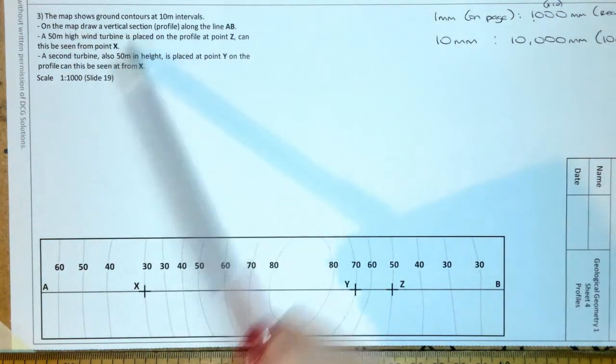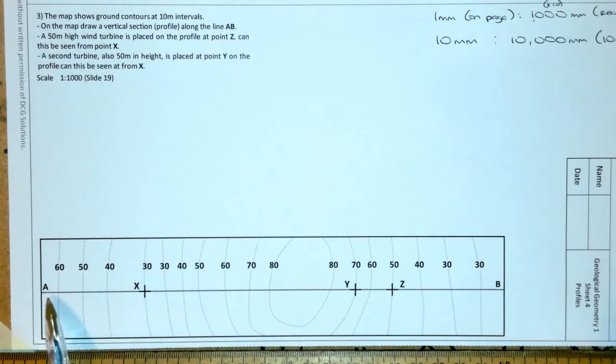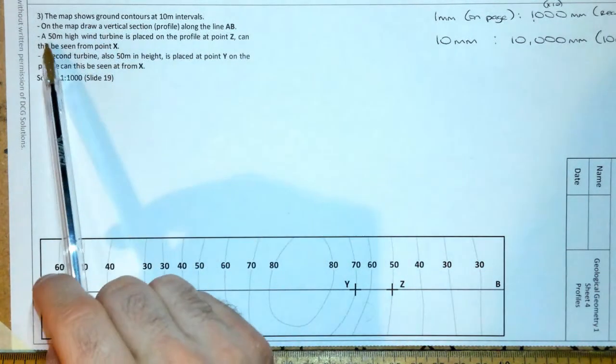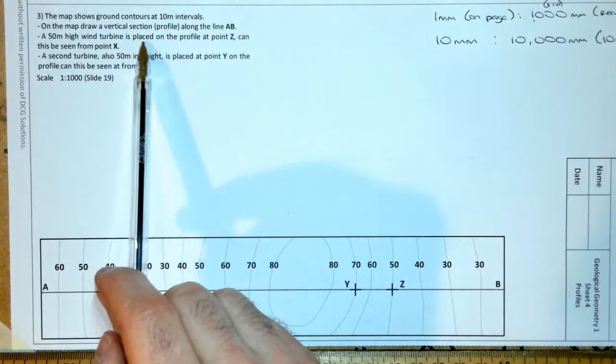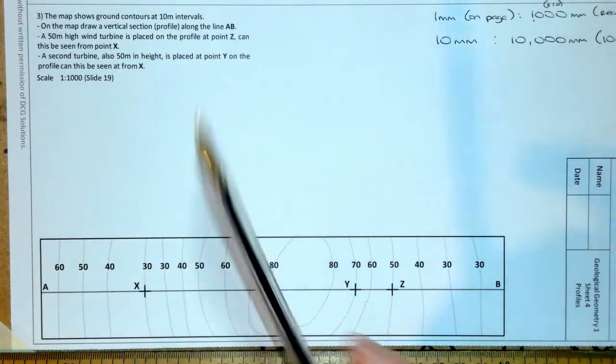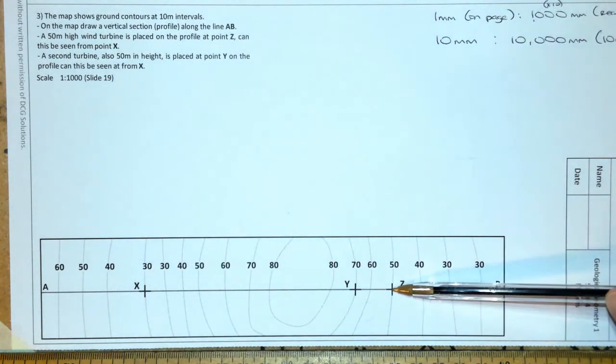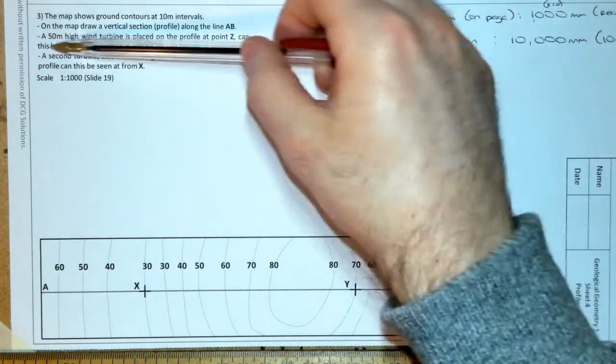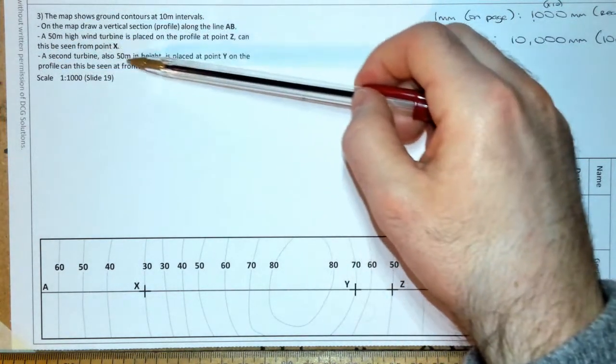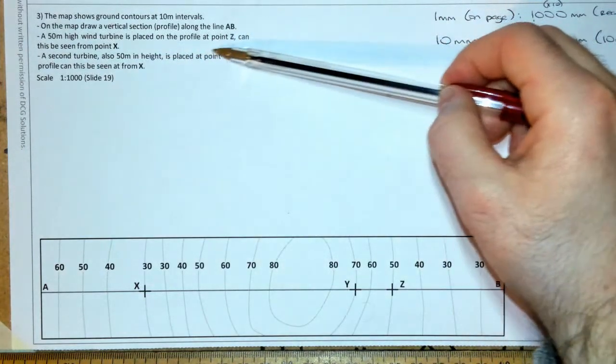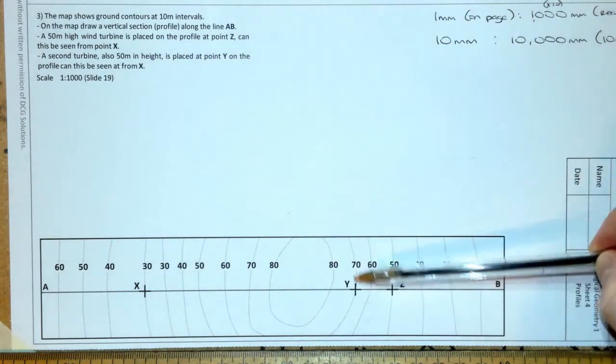On the map, draw a vertical section profile along the line AB, so we know how to do that. And then it says a 50 meter high wind turbine is placed on the profile at point Z. Can this be seen from X? And then a second turbine, also 50 meters in height, is placed at point Y. Can this be seen from X?